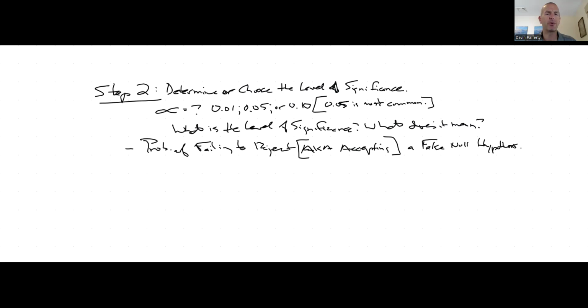Okay? You accept it or you fail to reject it. You say, you know what? I think it's reasonable to believe that this person did not commit the crime. Okay? The level of significance is referring to that. It's not referring to you making a silly mistake, like 2 plus 2 equals 5, and you get the problem wrong. That's not what it's referring to at all.